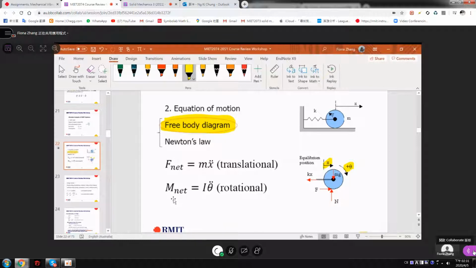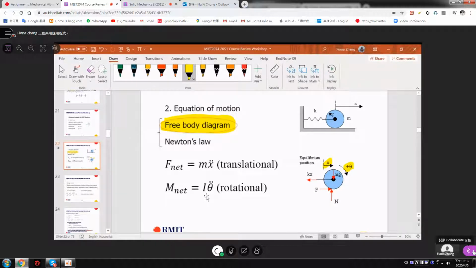For rotational motion, M equal to I theta double dot, where M is the moment and I is the rotational inertia. For different types of objects, you have different I. If it's a cylinder, I is equal to half m r squared. For different objects, you have different rotational inertia.